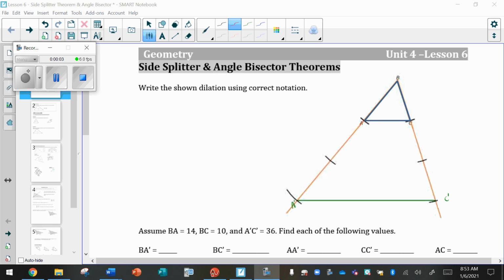Hello, hello. Today we're going to do the side splitter theorem and the angle bisector theorem. This is going to be a great time today. So we get to mix our algebra with some of our geometry and build in some knowledge about two new theorems.